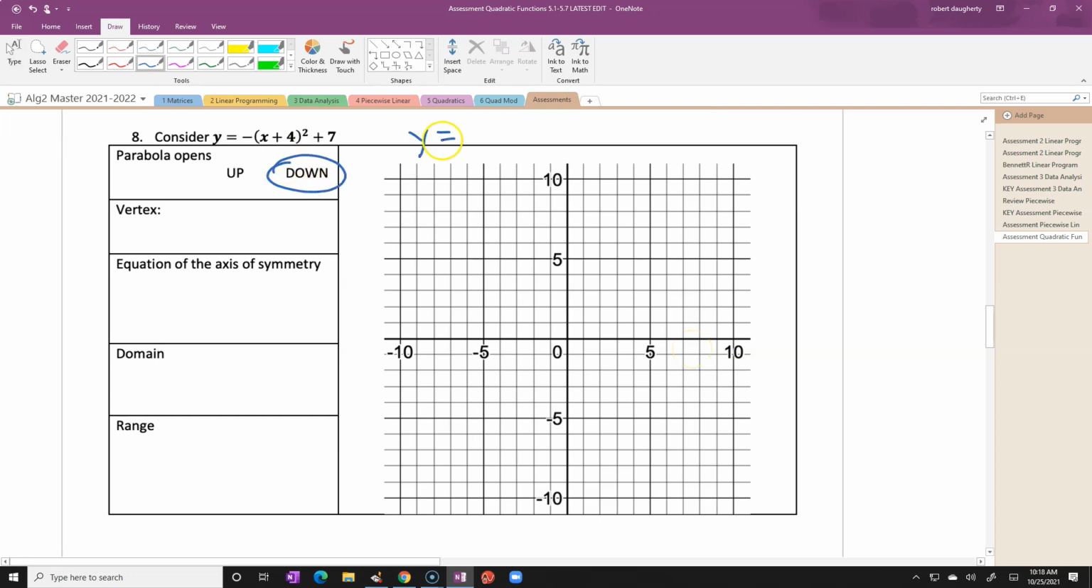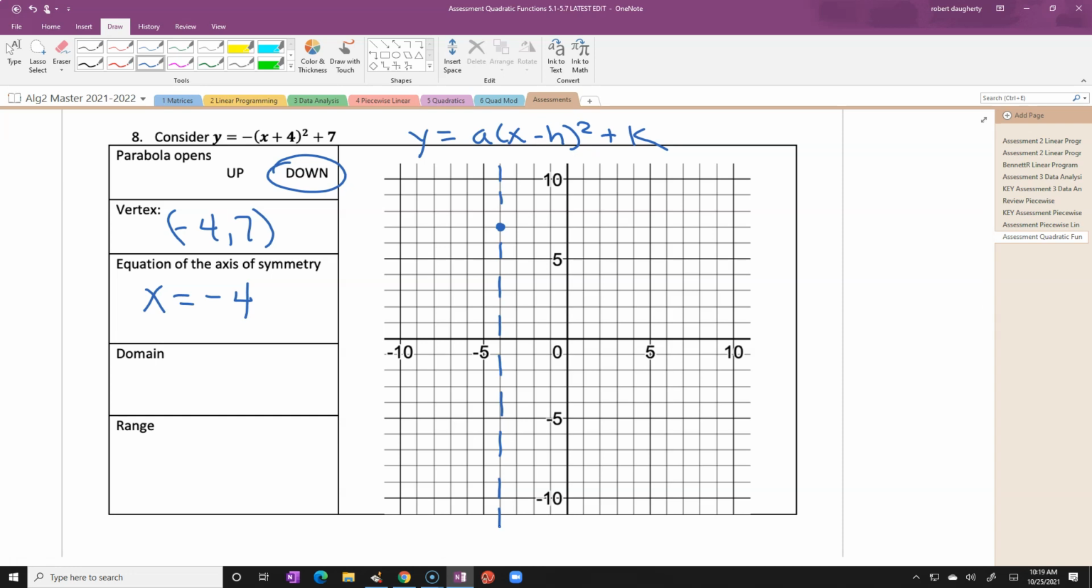It is given to us in vertex form. That means I can look at it and tell you the vertex is the point -4, 7. -4, 7. There's my vertex. Okay. Equation of the axis of symmetry. That's x equal -4. Now I just need points that are going to match this.